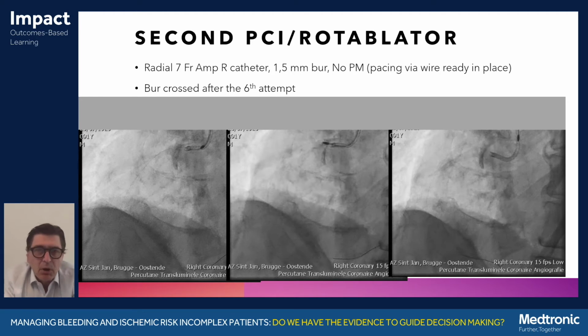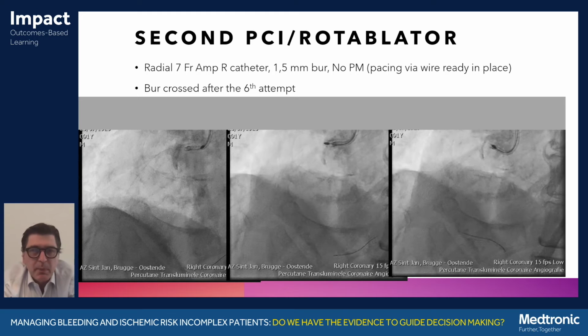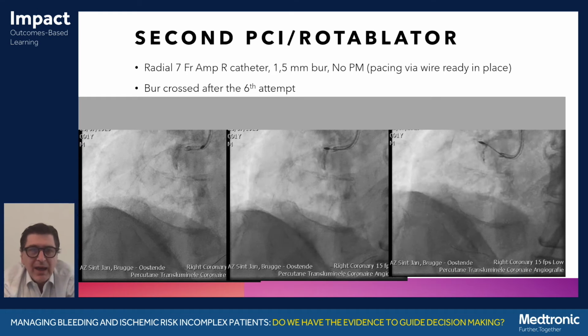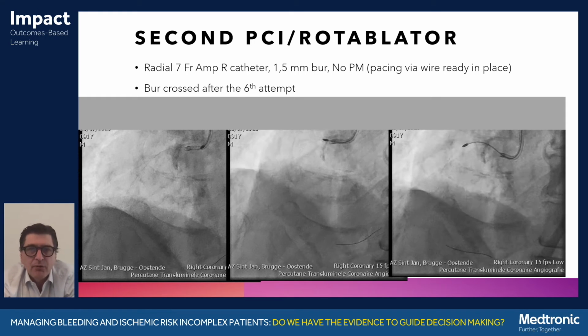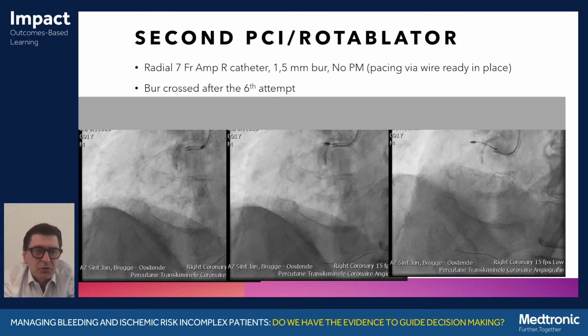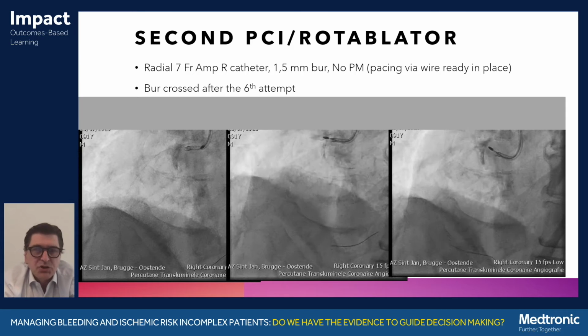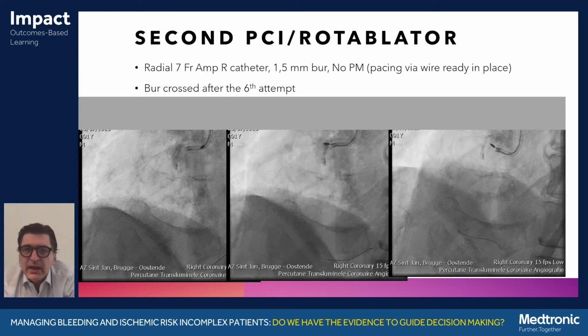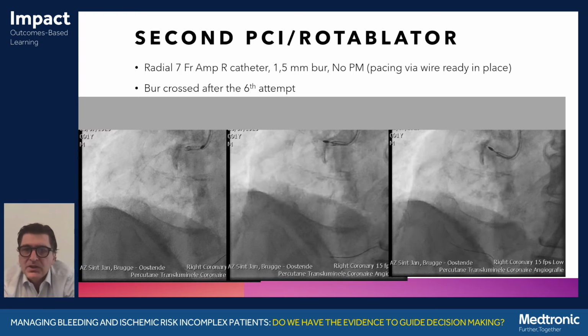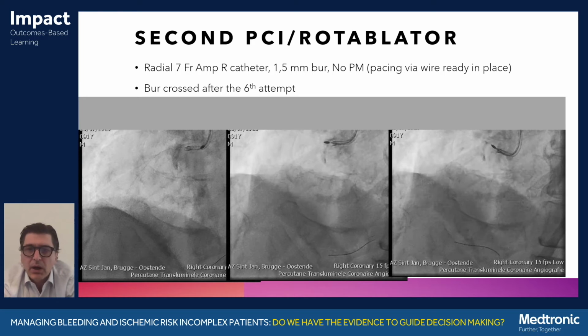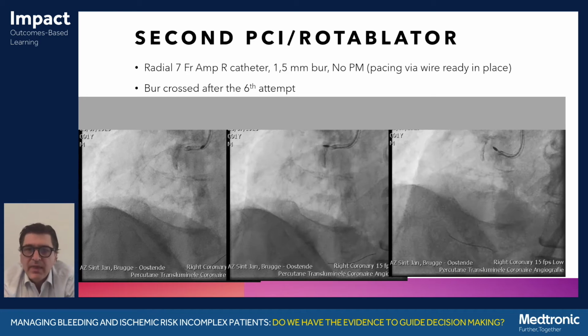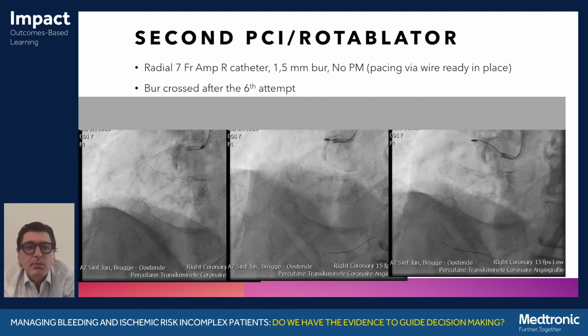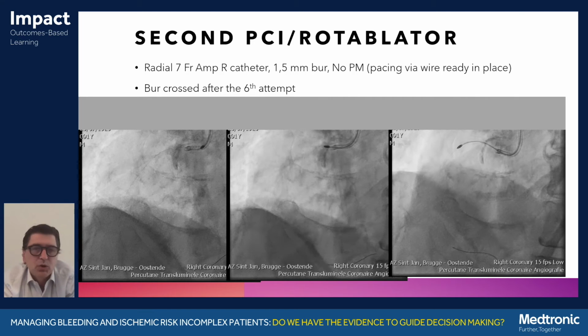So actually, quite unexpected for such a short lesion, I needed 6 attempts of rotoblator, of 20 to 30 seconds on average, to go through it. And you could see in the slide, completely on the right, is where the rotoblator starts going through. And even then, it's not that easy. I had a 1.5 burr, and that's my usual approach.